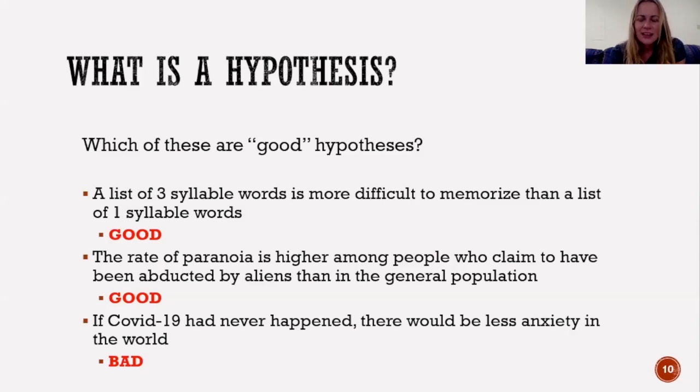This could be rephrased and made into a good hypothesis if you said the amount of anxiety in adolescence is higher on average now than it was in the past before COVID happened.